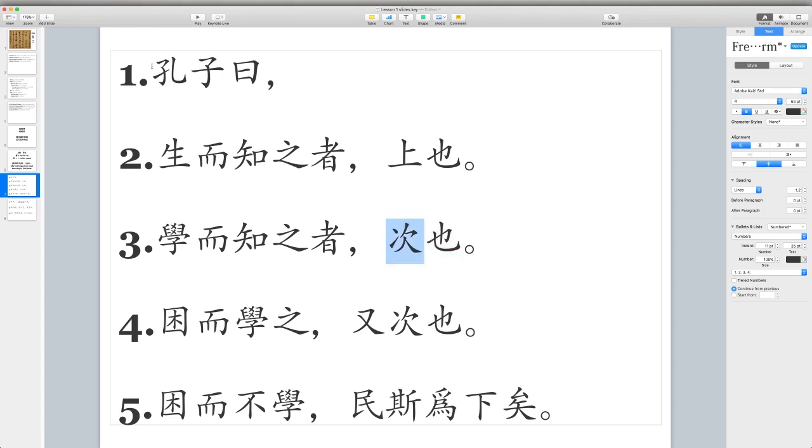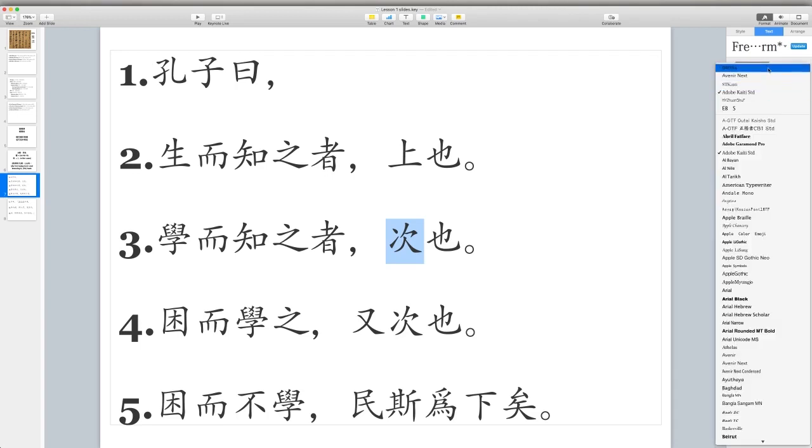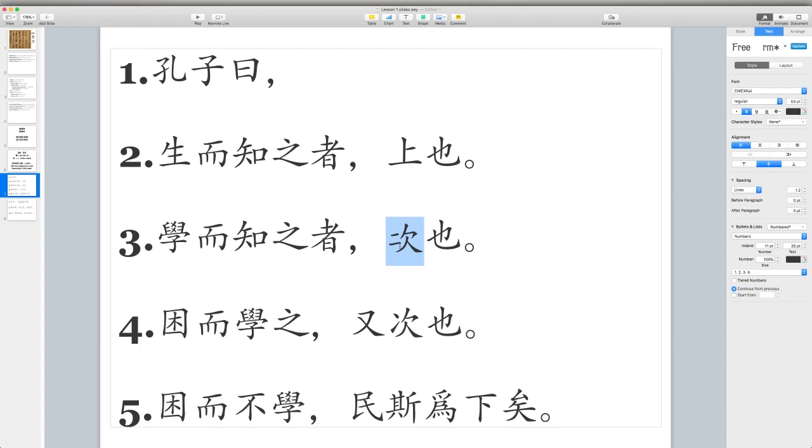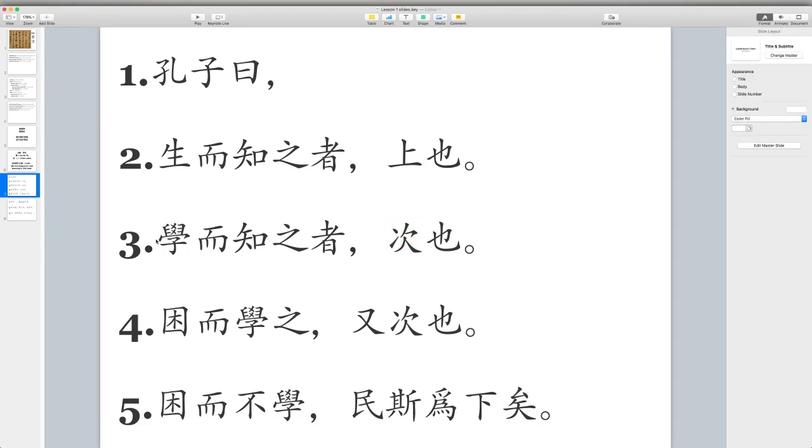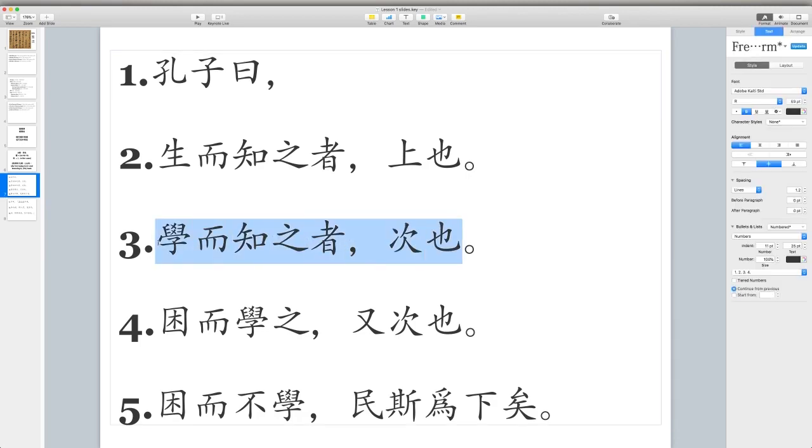So 次. In Mandarin, you have like 第三次, right? It means the third time. In classical Chinese, usually it means next. And actually, if you look at the traditional way of writing this character, when I say traditional, I just kind of mean a little more old-fashioned, but also it's the standard in Taiwan, that left side component is actually meaning 'to,' and that's where it gets its meaning next. Okay. 学而知之者次也. So to study and then know it is next.